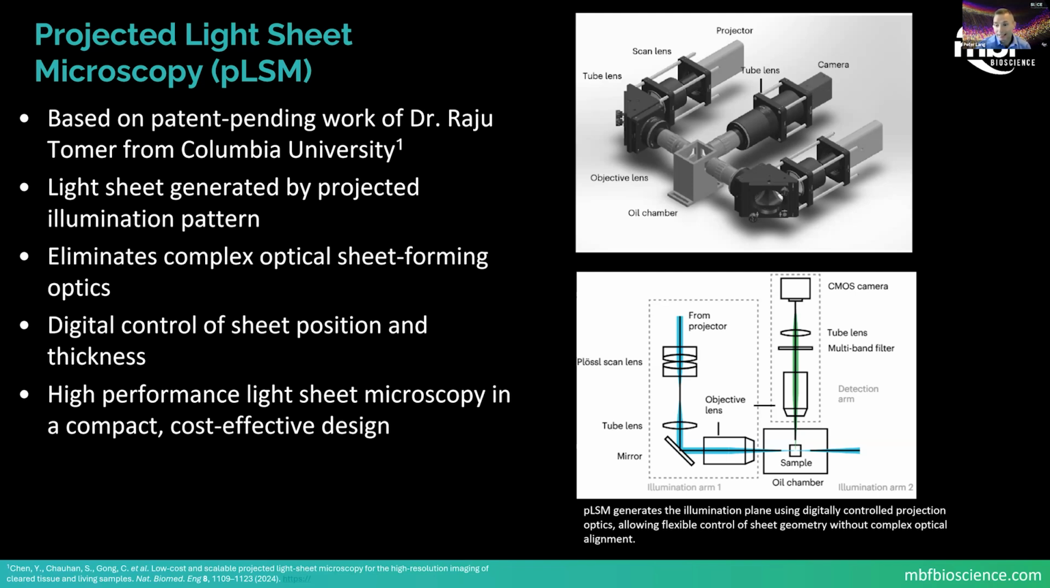So here you can see an example of the light path. This is actually from Dr. Tomer's paper. It's quite simple. We have our projector element. This is our proprietary light engine going to a tube lens, then through an objective generating the light sheet. And we have a simplified detection pathway here with our detection objective. We're using a motorized filter wheel in place of the multipass filter in the original paper, and then a backside illuminated sCMOS camera.